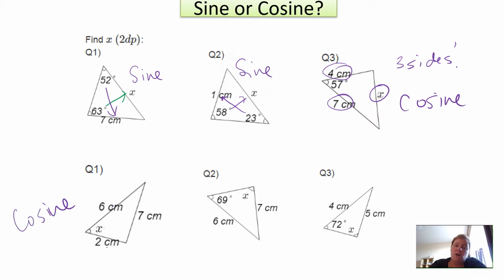This one here, I've got 1 pair there and a second pair there, but I don't have 3 sides, so that's going to be the sine rule. And this last one here, I've got a pair here and I've got a pair here, so that is also the sine rule. Okay, so if you can make 2 pairs, it's the sine rule. If you can make 3 sides and an angle, it's generally cosine rule.